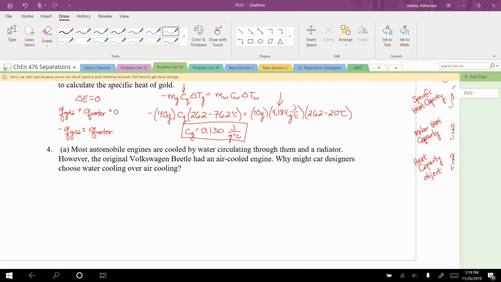And so why would you choose water? I would say water has a high heat capacity.